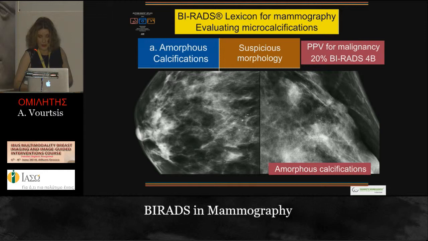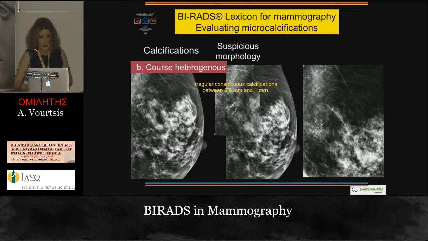The positive predictive value for malignancy in this type of calcification is 20%. Coarse heterogeneous calcifications are defined as calcifications with irregular, conspicuous morphology. They're very small, between 0.5 millimeter and 1 millimeter.